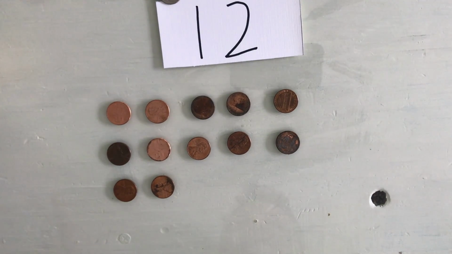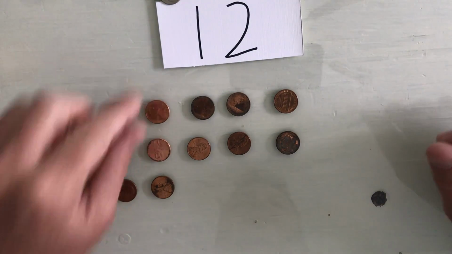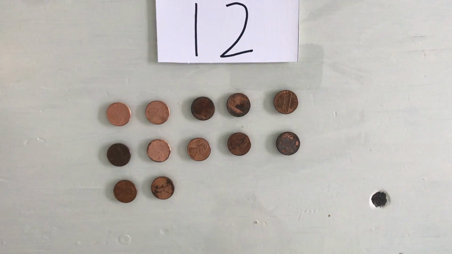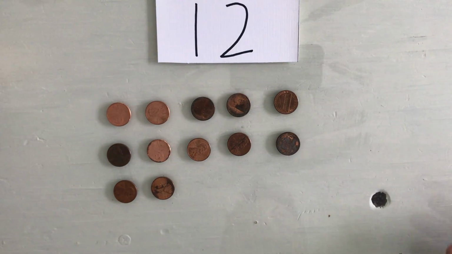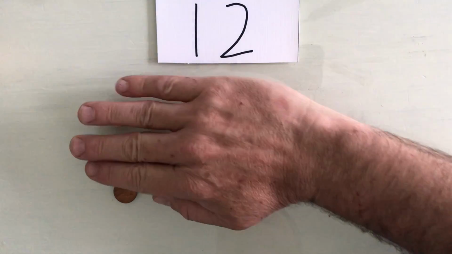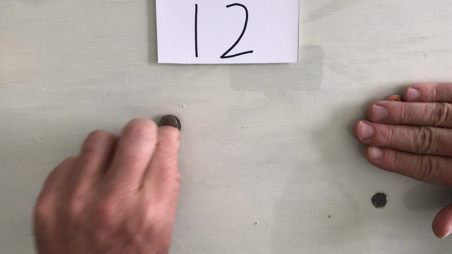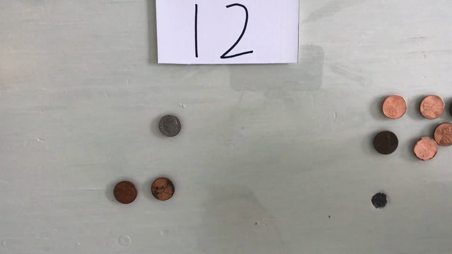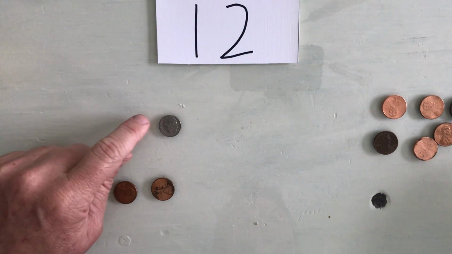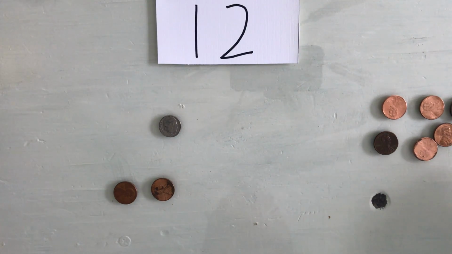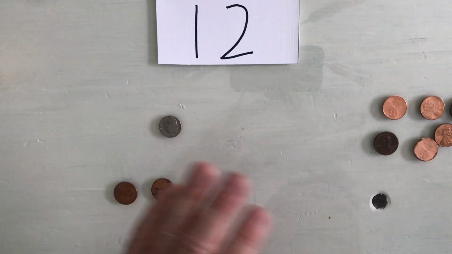So now I'm going to think about a different way to do it. Remember, we talked about that 1 dime is worth 10 pennies. So what I'm going to do is I'm going to take these 10 pennies aside and replace it with a dime. And now I've made the number 12. Count with me. 10, 11, 12. We made 12 two different ways. Let's try with another number.